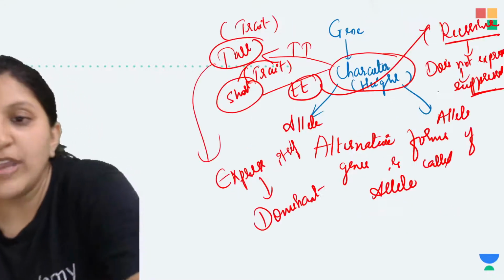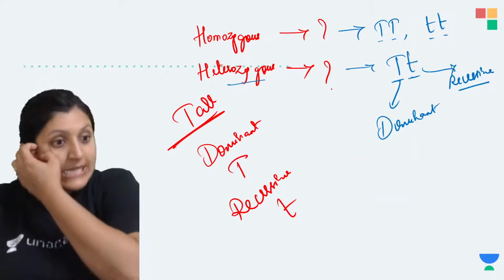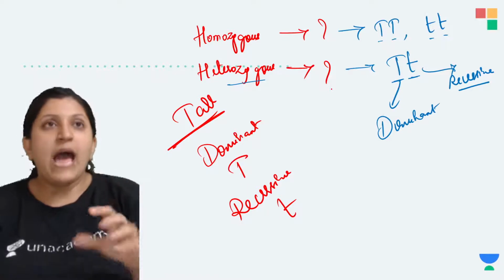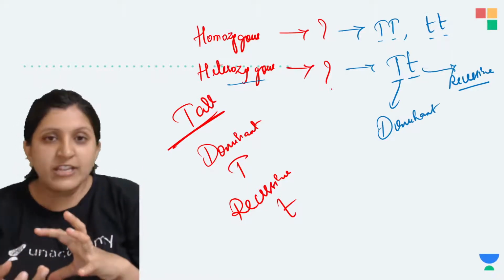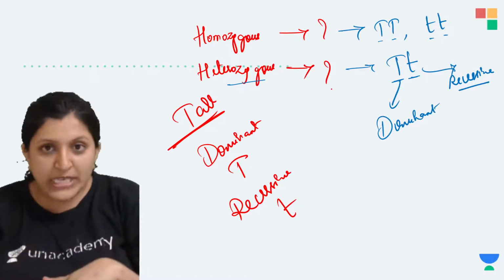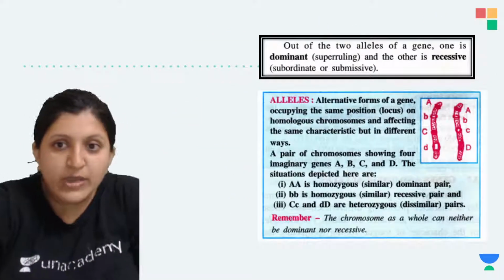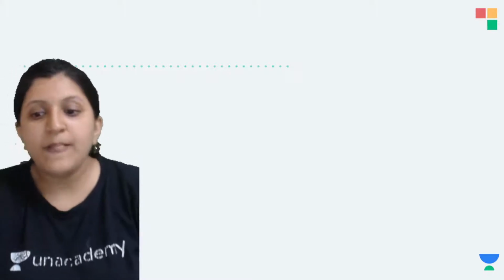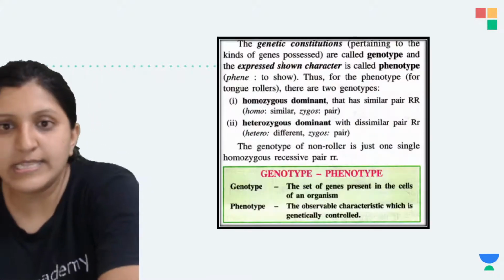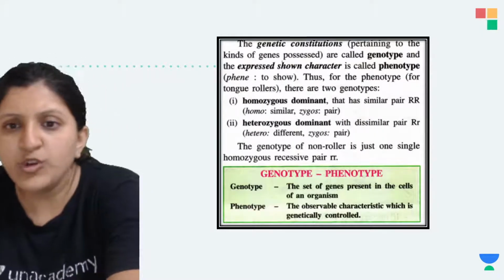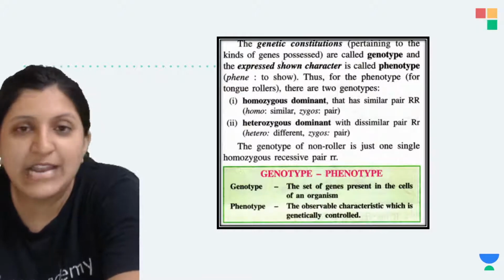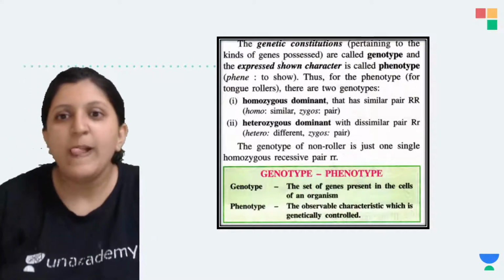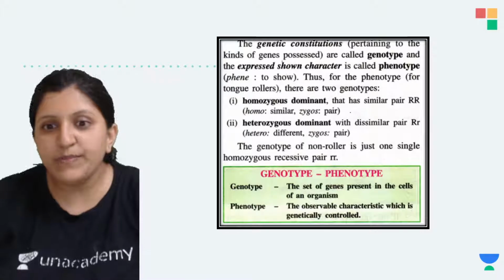Based on these things, how exactly the gene arrangement is done, which is going to express itself and which is going to get suppressed, we will have certain features which we will be studying. So let's see this. Homozygous dominant. What is homozygous dominant? A TT pair. We will see some Punnett square here.